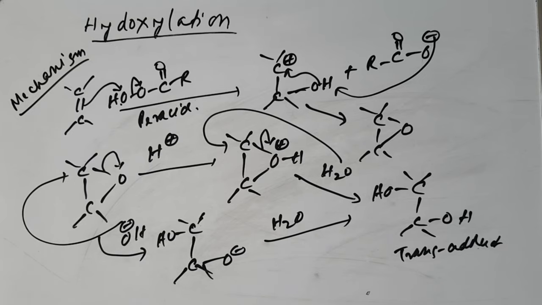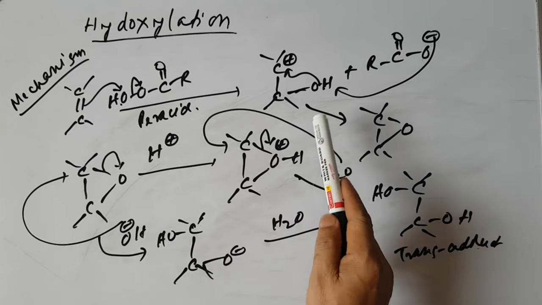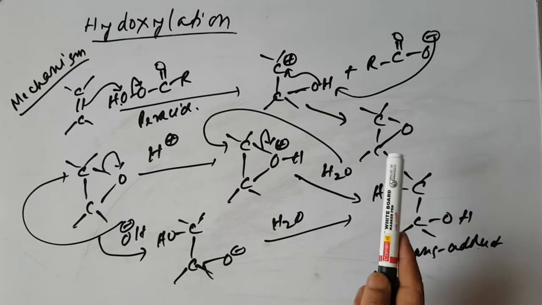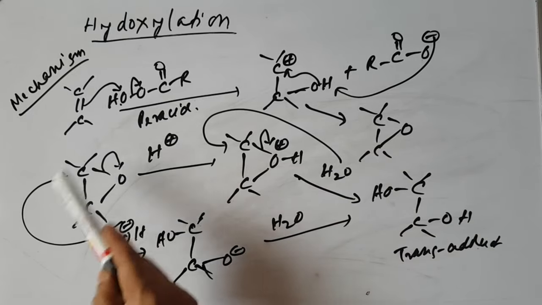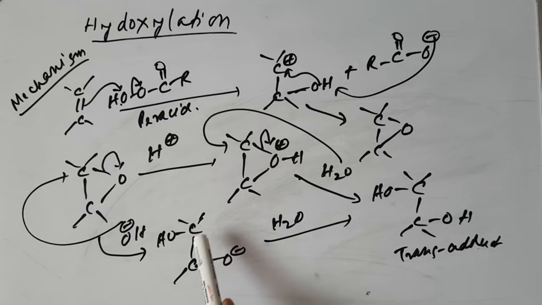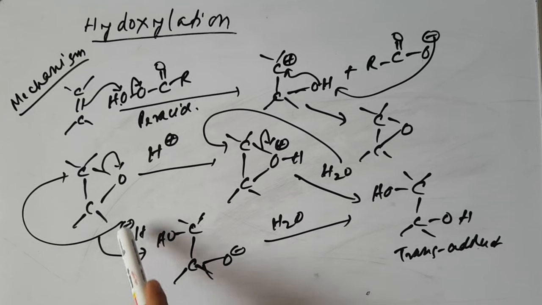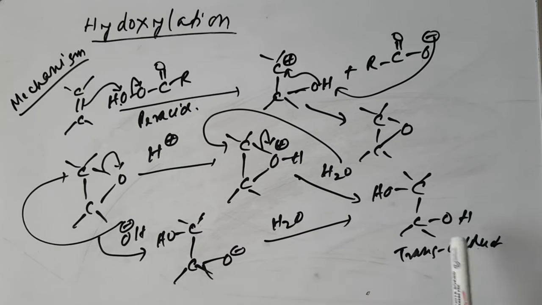So the mechanism of the first method is, first, formation of the epoxide by reacting with a peracid, which we already discussed in the epoxidation cases. Second, this epoxide is reacted with acid or base. With acid, first proton attack, then hydrolysis, gives the trans product. If reacted with base, it directly attacks the carbon atom to get an intermediate, then hydrolysis gives the trans product. This is the mechanism of formation of trans 1,2 diols by the first method.